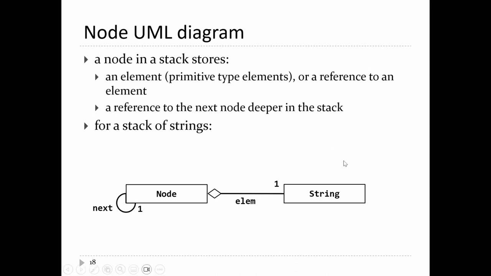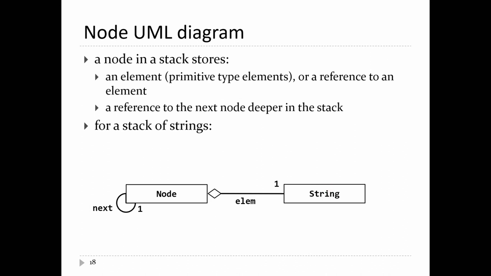All right, so we need to make a node class now to represent the nodes of the stack. For a stack, a node is going to store an element, or a reference to an element. It's going to store a reference to the next node deeper in the stack. So our node class is going to be an aggregation of one element, an aggregation of one string. So a node has a string.